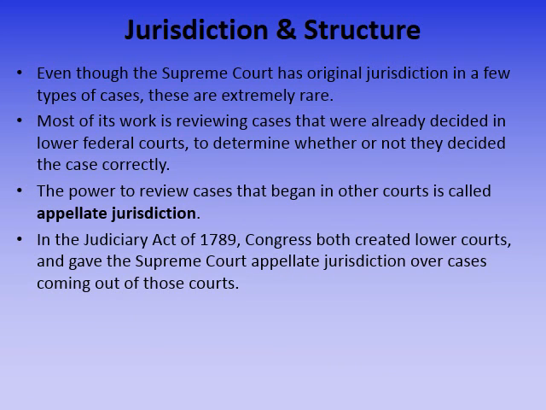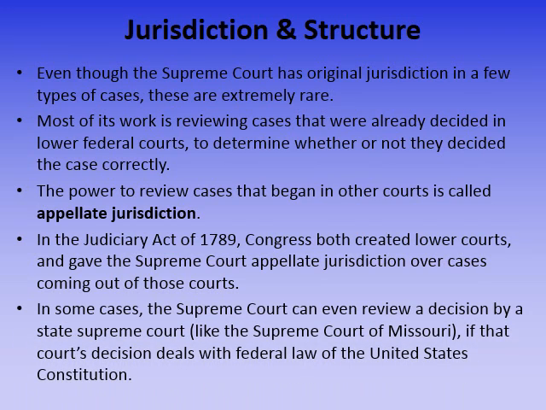Back in 1789, Congress passed the Judiciary Act and created lower courts. They were given that power by the Constitution, so they created federal district courts and courts of appeal that handle cases below the Supreme Court. But they gave the Supreme Court appellate jurisdiction over cases coming out of those courts. And so the Supreme Court has the power to review cases that began in one of these other courts.